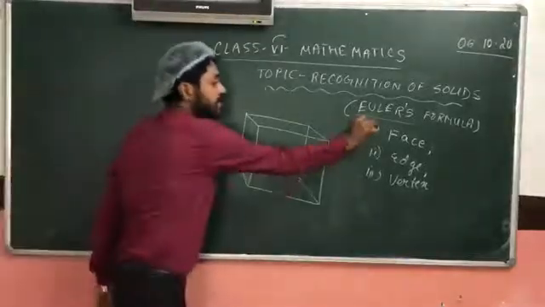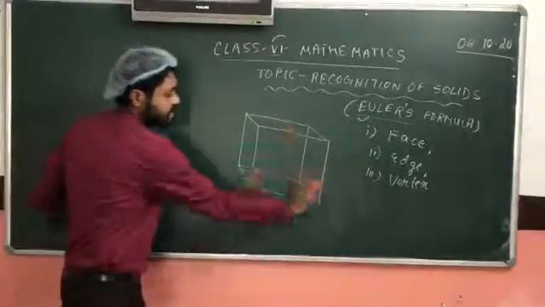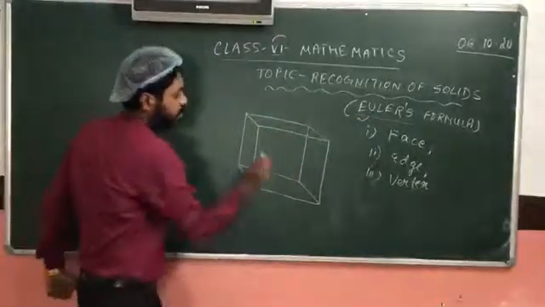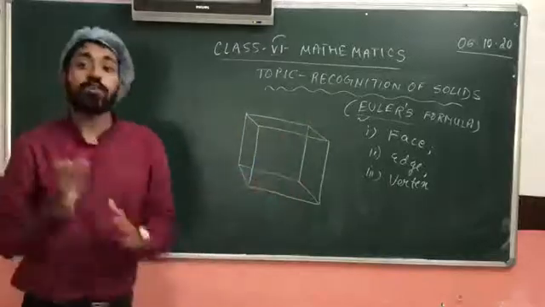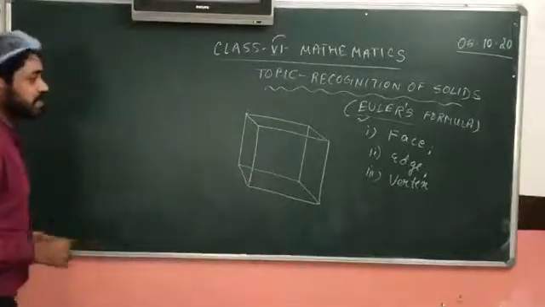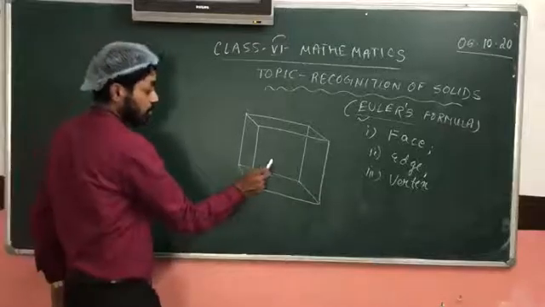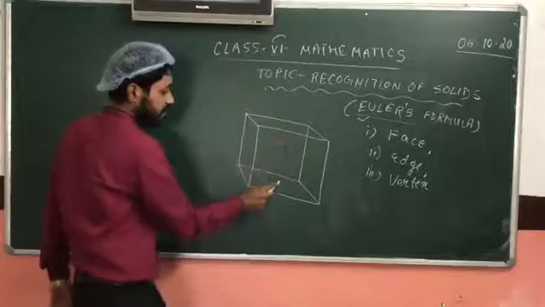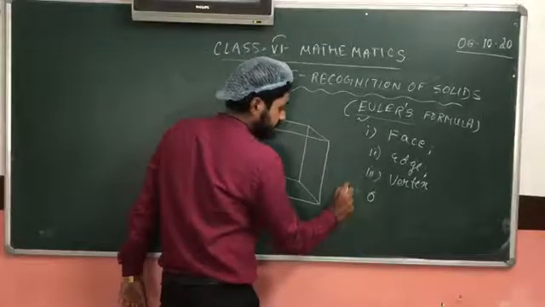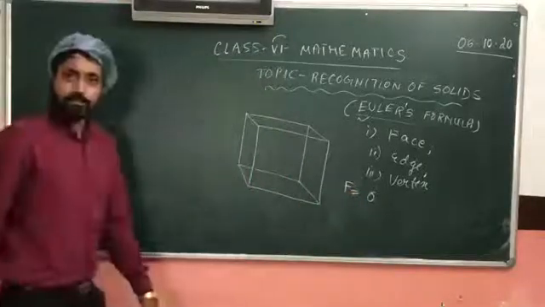What is a face? The surface. The face that is facing you, the top face, the side faces, the bottom face, those are called the faces. So how many faces does a cube or a cuboid have? 1, 2, 3, 4, 5, 6. So therefore it has 6 faces.